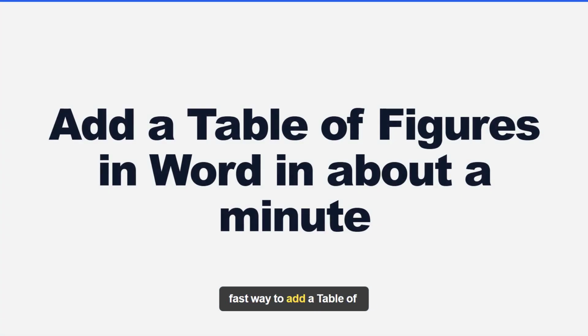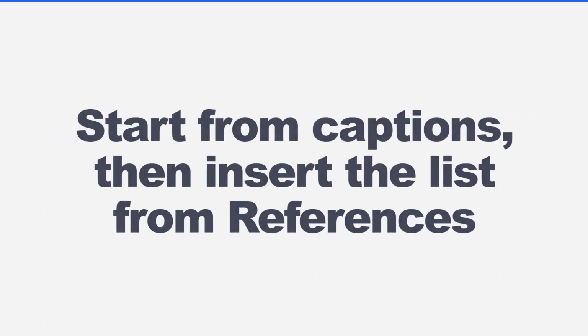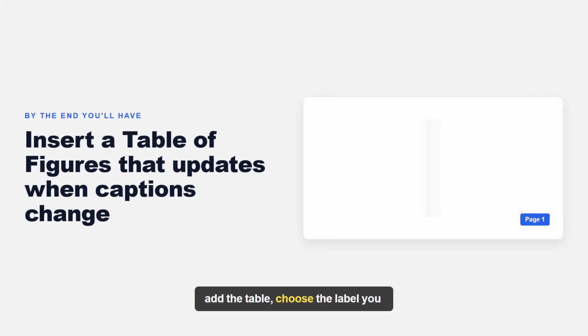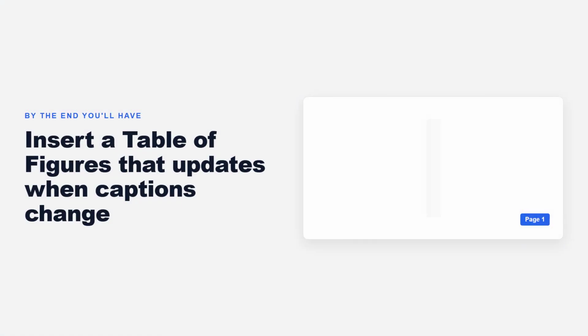Here's the fast way to add a table of figures in Word using Captions and the References tab. We'll add the table, choose the label you want, and refresh it later when your figure list changes.